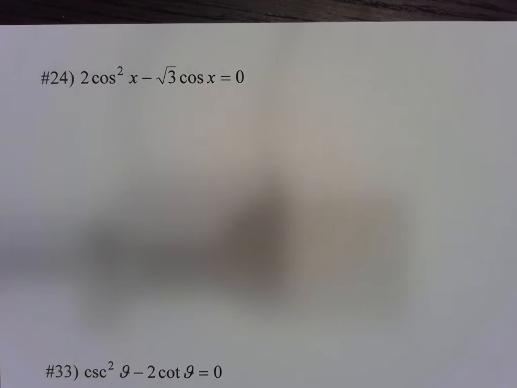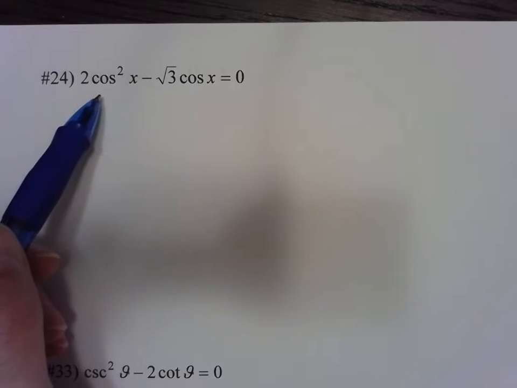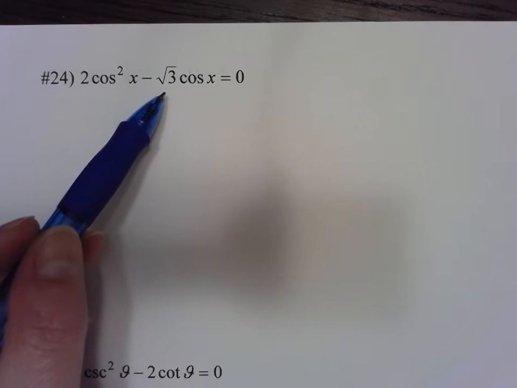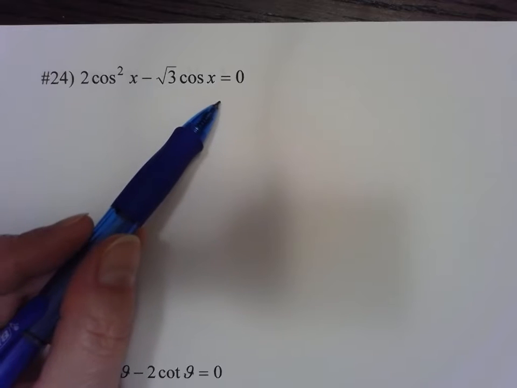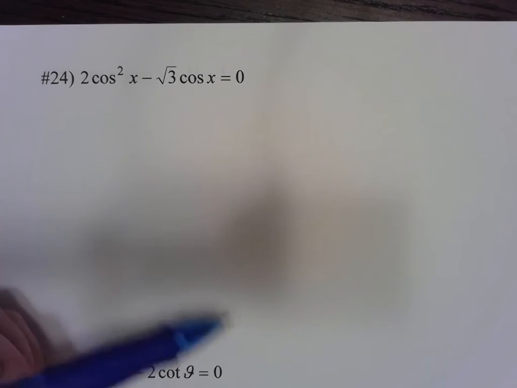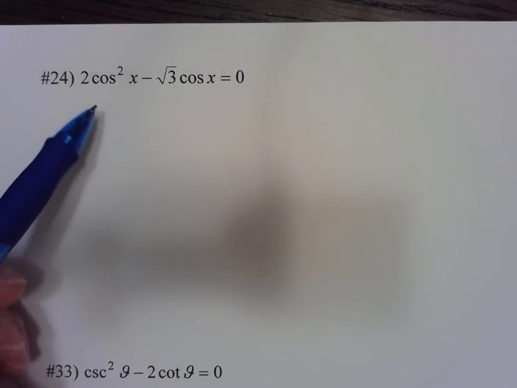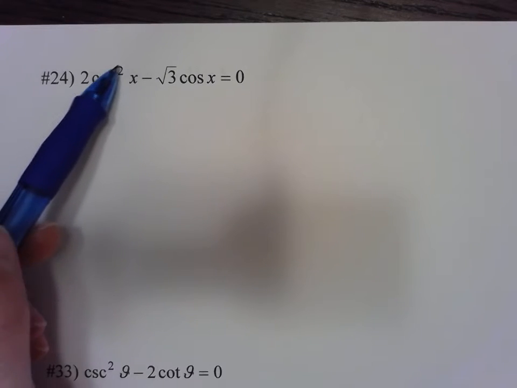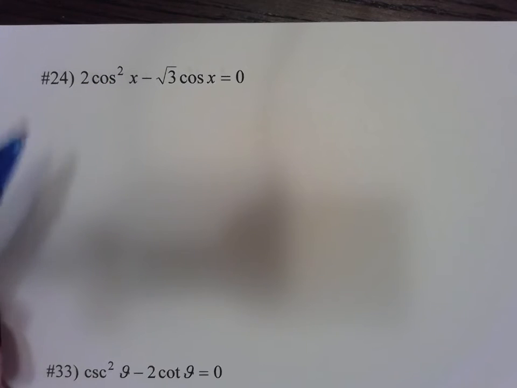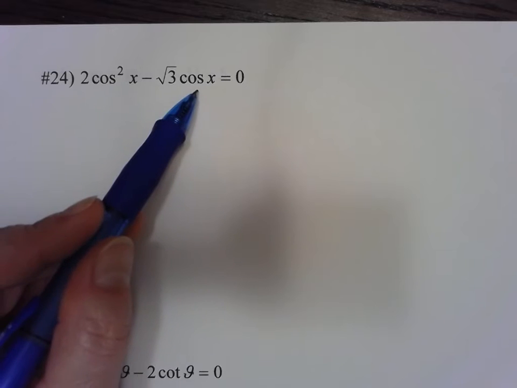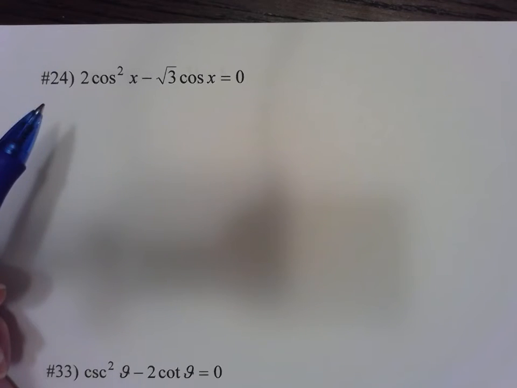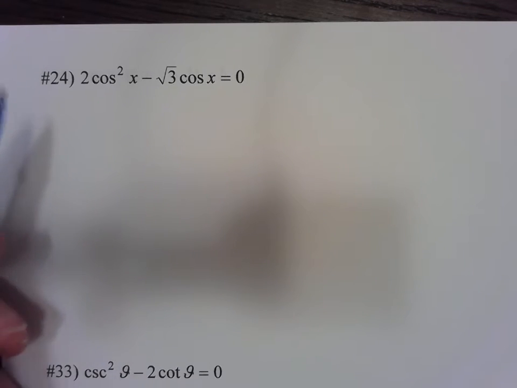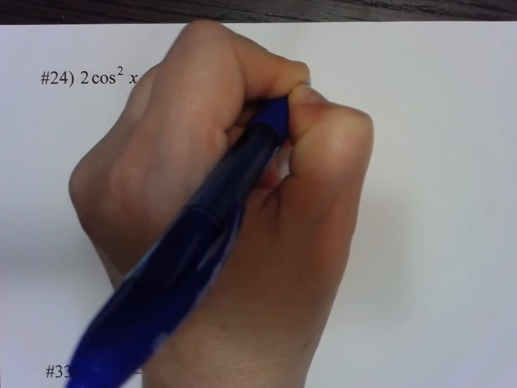Let's say we have 2 cosine squared of x minus the square root of 3 times the cosine of x equals 0. This is one where factoring might be good. Notice we have cosine squared, and so just getting cosine by itself is not going to work here. We also have 2 appearances of the cosine, so that would also make it difficult to do that. But factoring will work very well here. So let's try that.